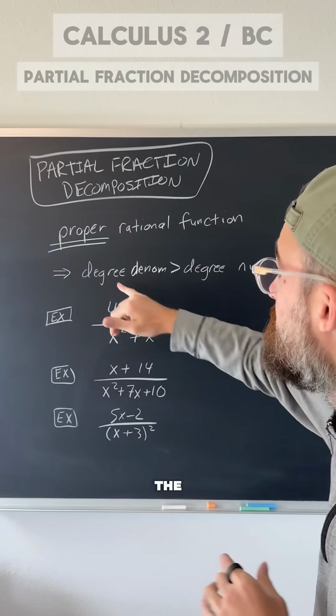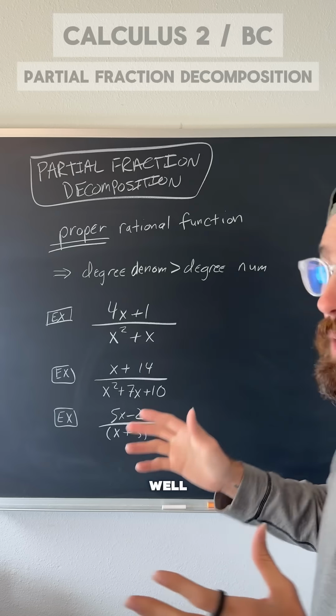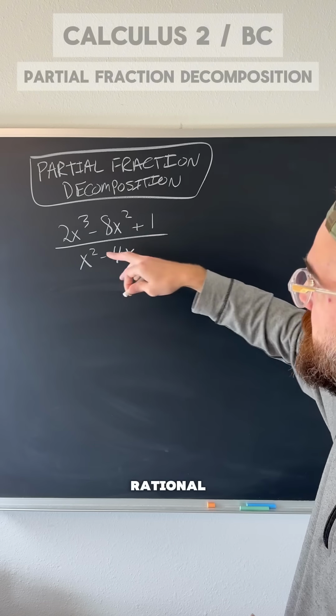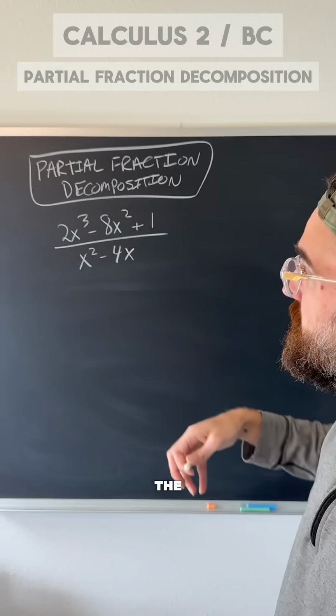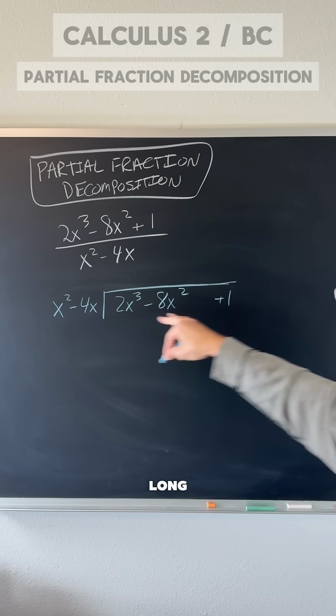So what happens when the degree of the denominator is equal to or less than the degree of the numerator? Well, we're going to need to perform a long division. Let's go ahead and take a look at this improper rational function. As you can see, it's improper because the degree of the numerator, 3, is larger than the degree of the denominator, 2. So we go ahead and set up our long division.